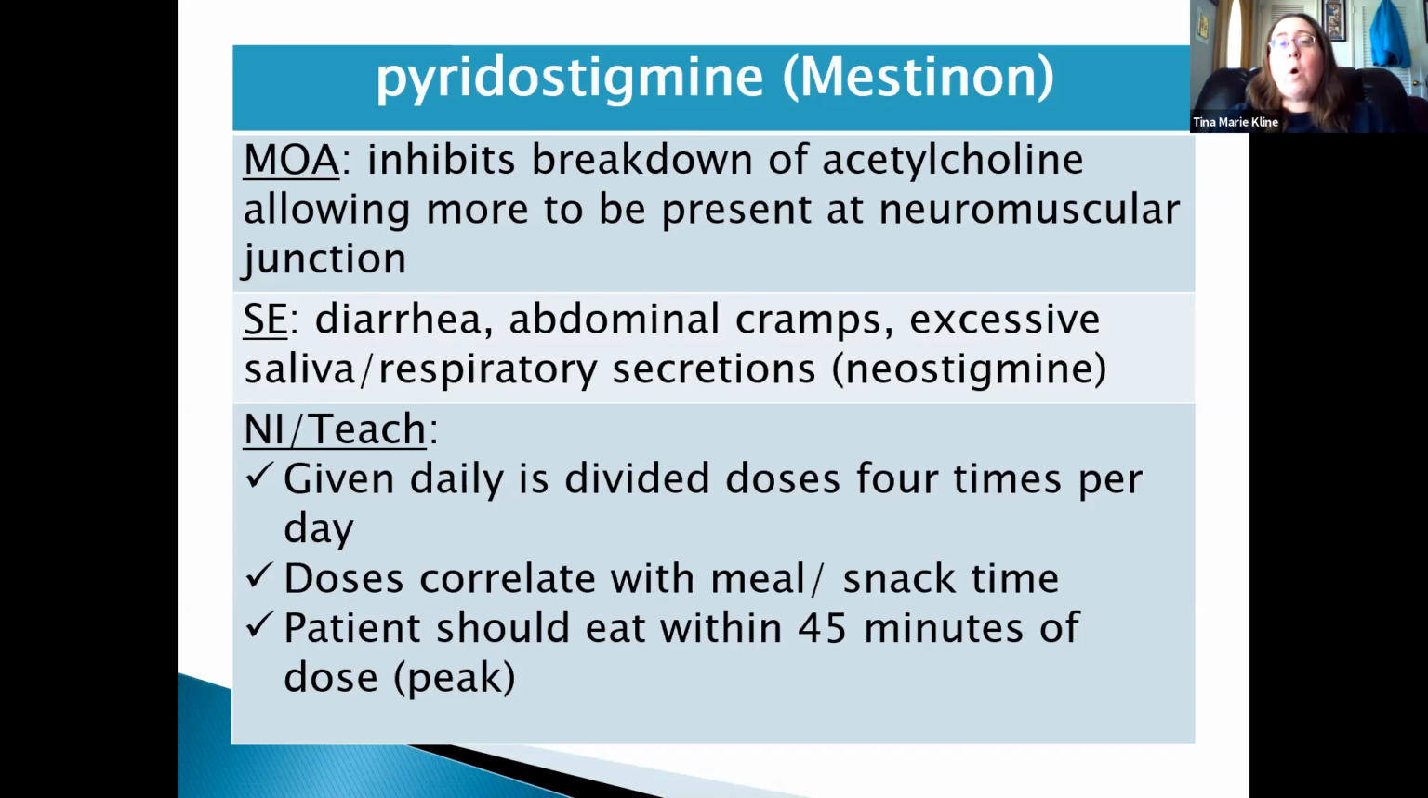So with this, there are some side effects. It can cause some diarrhea. It can cause abdominal cramping. So those are probably the most common.